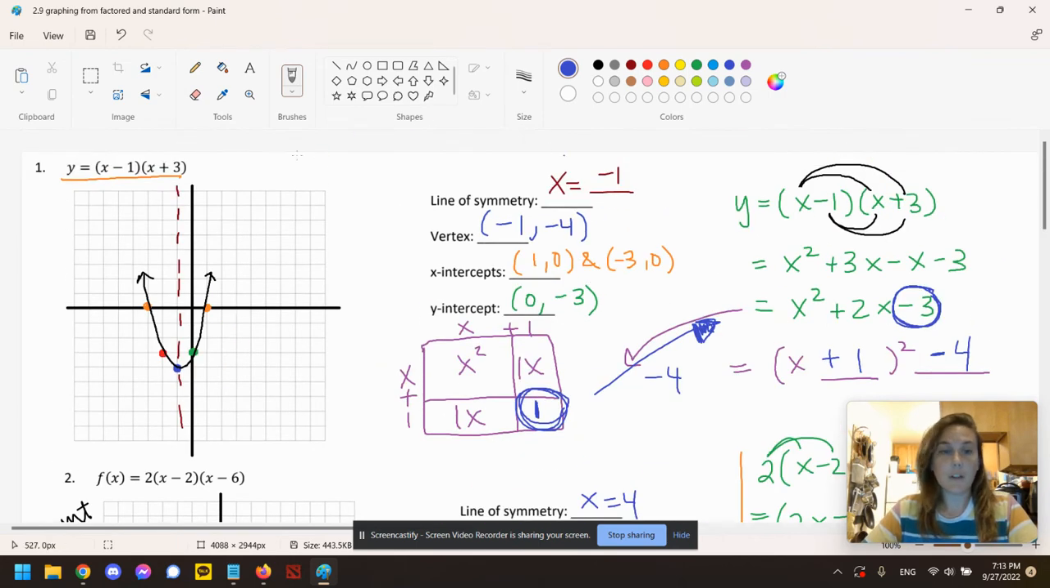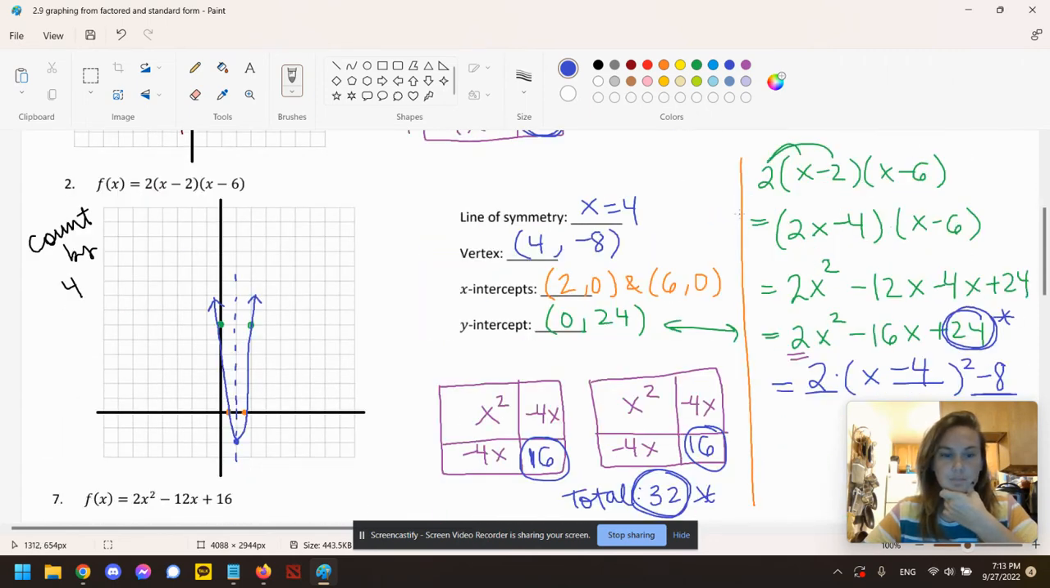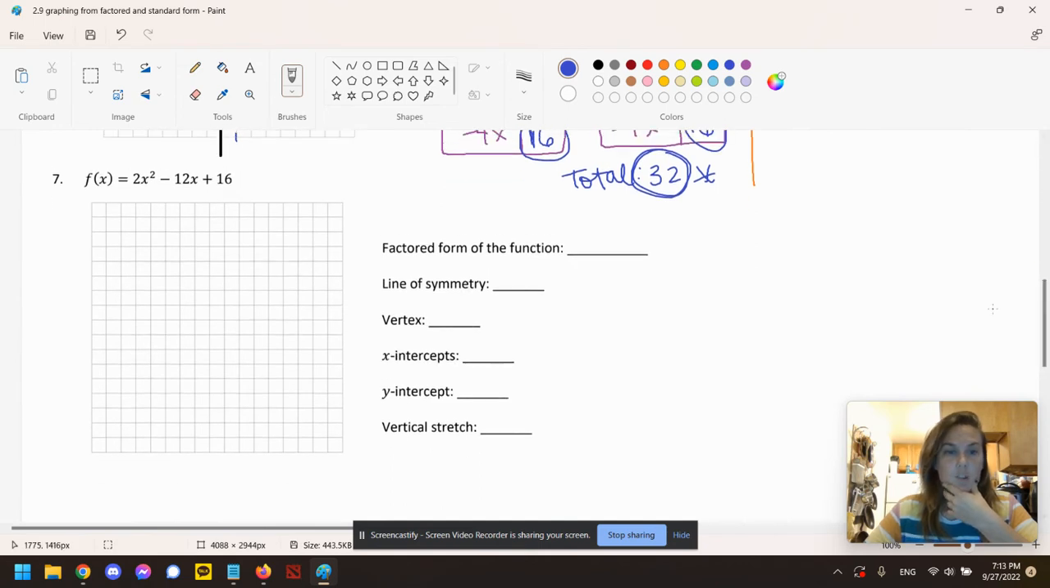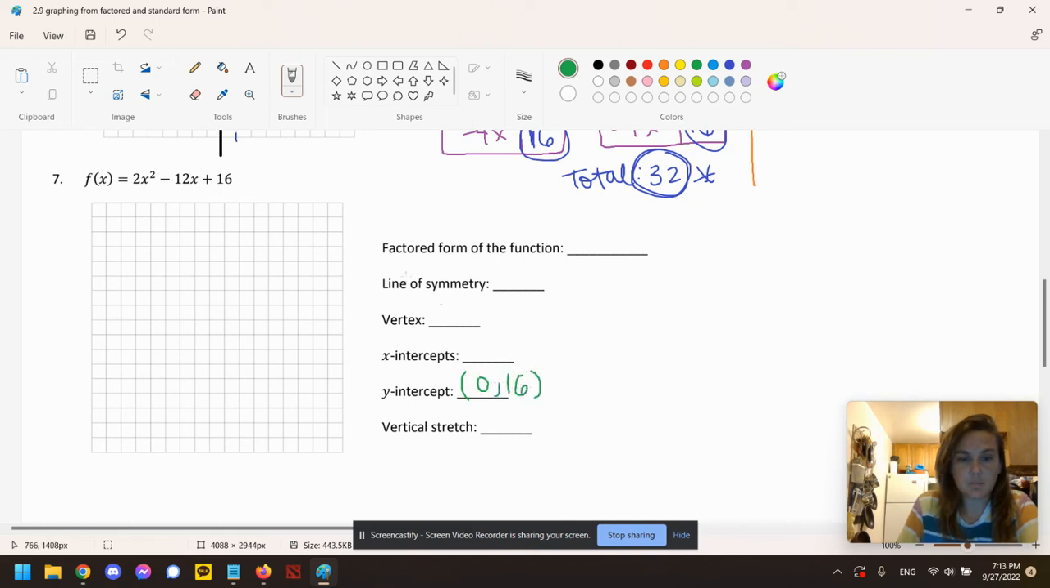All right, so when we start with factored form, the first thing we do is make it into standard form, and then change it into vertex form. If we start in standard form, I am going to immediately write down my y-intercept, which is this number on the back, before I do anything. It asks for my factored form, so let's do it.